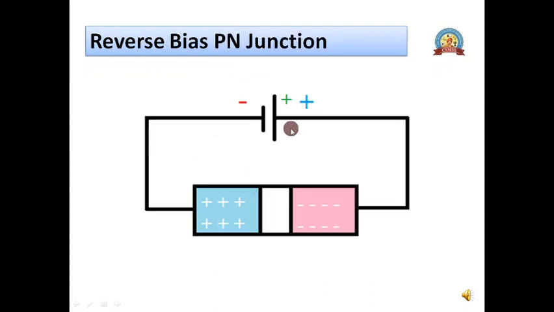When we reverse the polarity, we get a reverse bias PN junction. In a reverse bias PN junction, the negative terminal is connected to the p-type region of the PN junction and the positive terminal is connected to the n-type region of the PN junction. So let's see what happens. The electrons, that is the negative charge carriers, will move from the negative terminal towards the p-type region, and the positive charge from the external power source will move towards the n-type region.